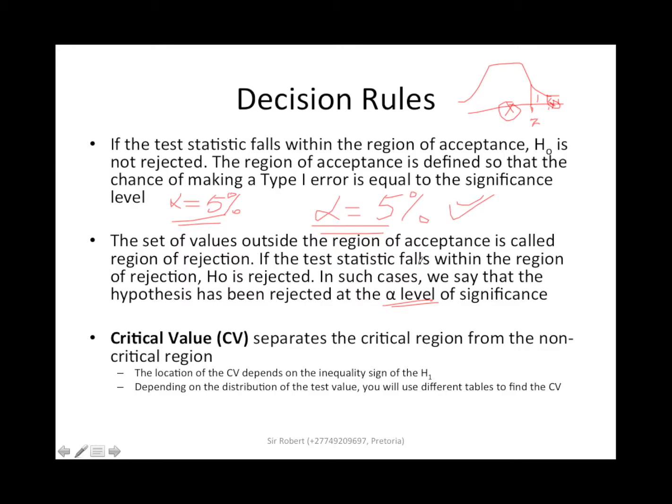The set of values outside the region of acceptance is called the rejection region. If the test statistic falls within the rejection region, we have done covered this. The critical value separates the critical region from the non-critical region. In this case, this is our critical value, which is a Z value, in case we are dealing with the normal distribution. So this is the critical value, CV. It separates the rejection region from the acceptance region.